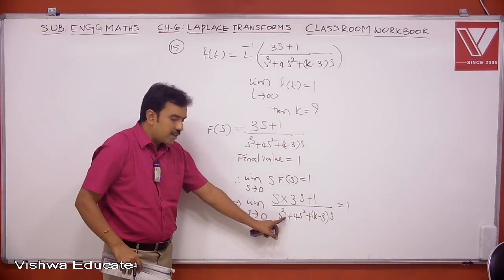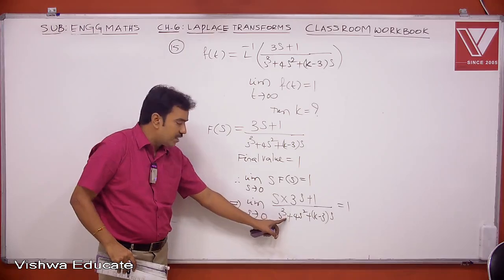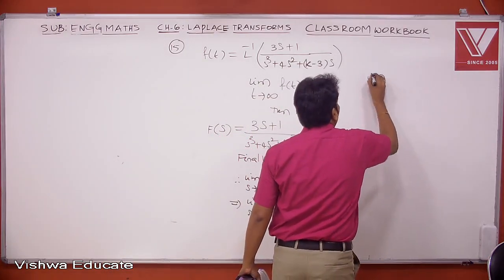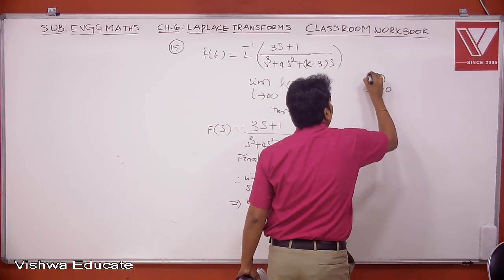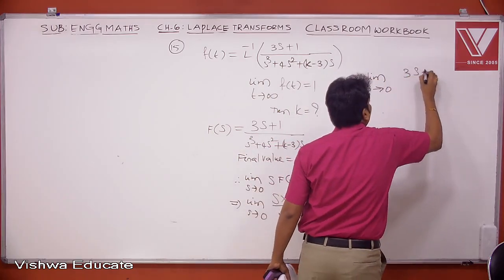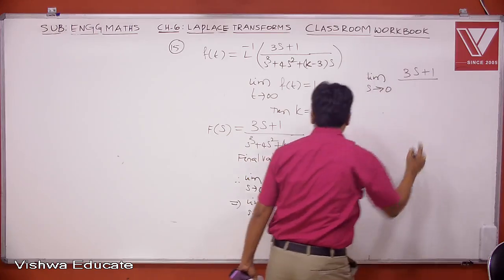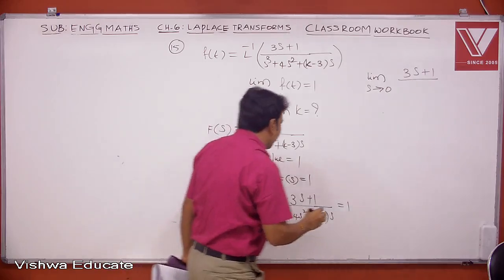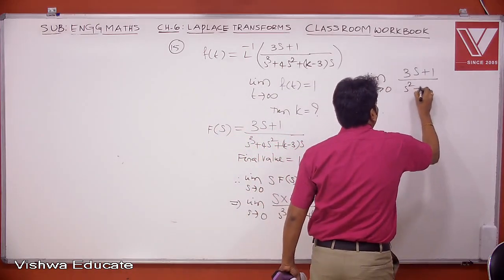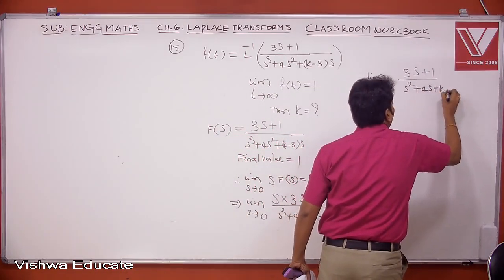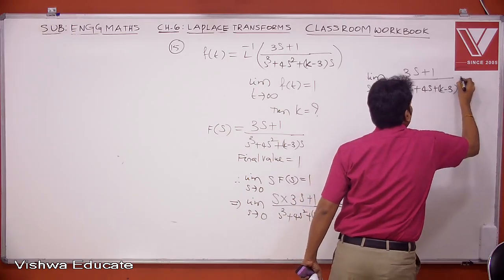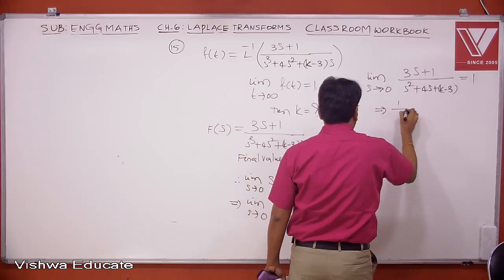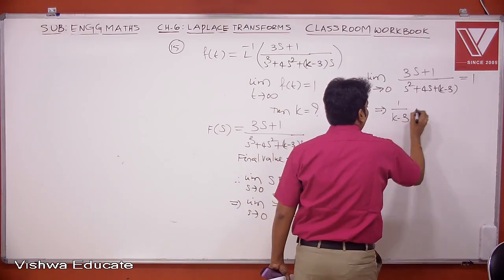So in the denominator you can take s common, that can be cancelled with numerator s. Therefore this is limit s tends to 0. So numerator is 3s plus 1 divided by, here you can take s common, that can be cancelled with this. Therefore this becomes s square plus 4s plus k minus 3. This is equal to 1. Now replace s by 0, we get 1 by k minus 3 equal to 1.